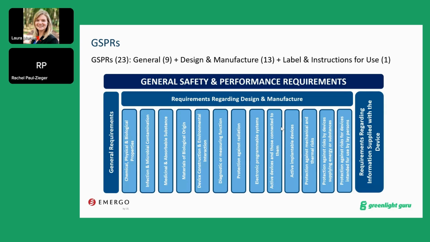So the GSPR, there are 23 different points. 9 are for general GSPR, 13 for design and manufacture, and 1 for label and instruction for use. And as you can see, there are 3 different categories of GSPR: general, for design and manufacture, and for information to be supplied with the device. In regards to label and instruction for use, there is only 1 point, so point 23, but this point is very developed and contains a lot of requirements.